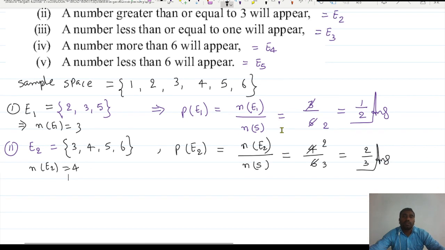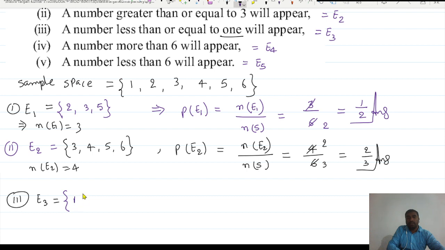Fine. Now come to the question number 3. If you look at the question number 3 here, a number less than or equal to 1 will appear. Fine. So what is E3 here? E3 is a number less than or equal to 1. So number less than or equal to 1. I think only 1 will be here, because in the die no number less than 1 can be there. So for E3, the number of elements is only 1, divided by total number of elements 6. So probability is 1 upon 6.